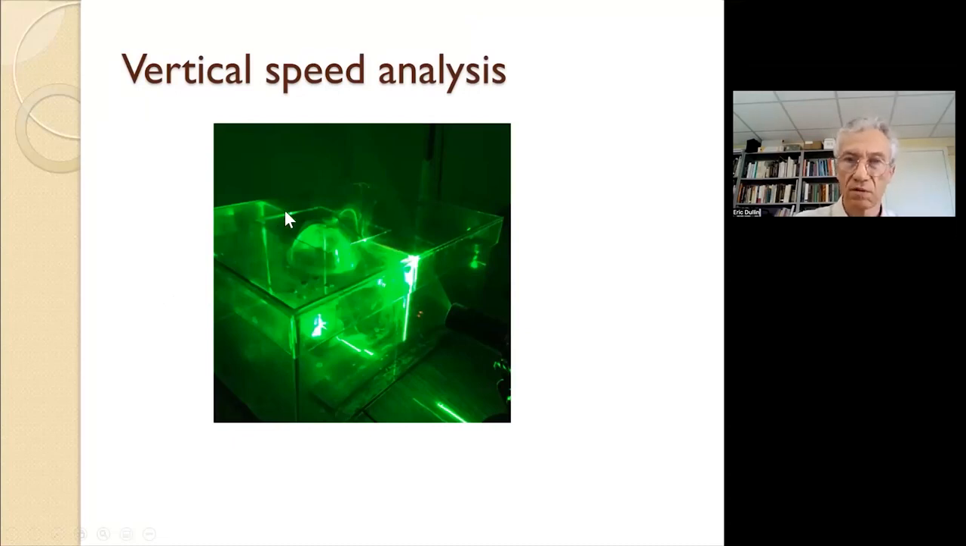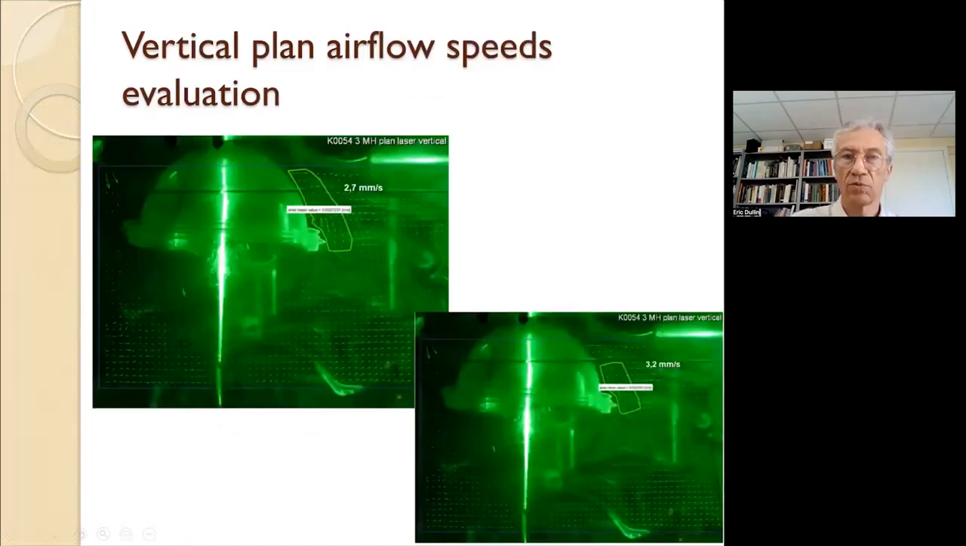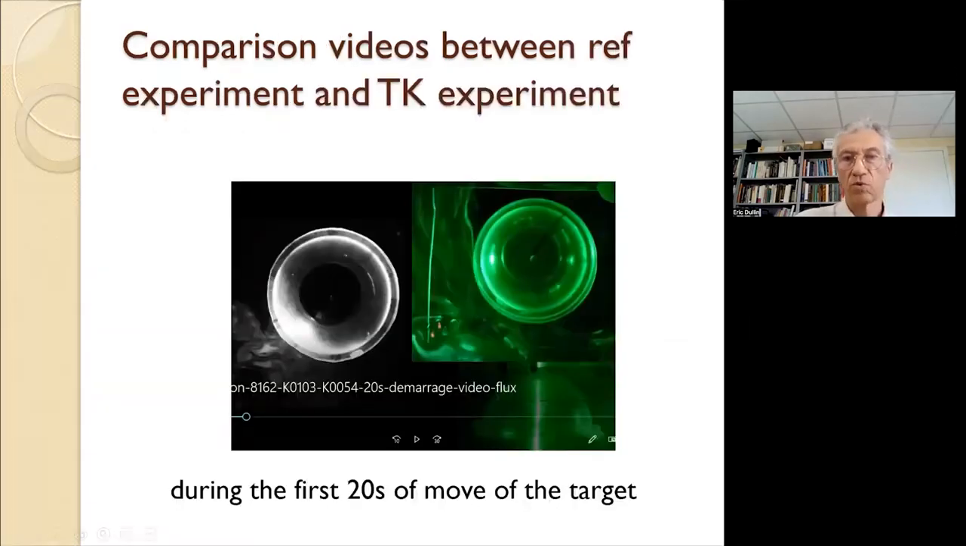So we use the vertical approach for our PIV. The laser is vertical, and we compute the speed on the vertical side. We see that we are at 2.7 millimeters per second and 3.2. So we are very close to what we have in the horizontal flow, which was 2.4 and 2.7. We can say that, in fact, the speed of the flow is very low compared to the speed in the generated airflow.